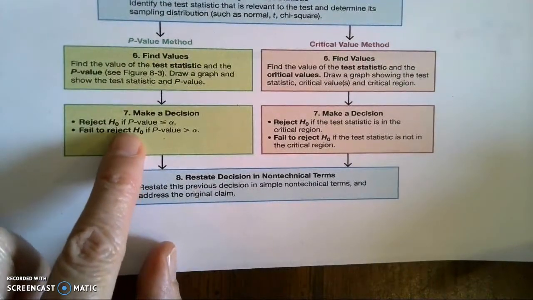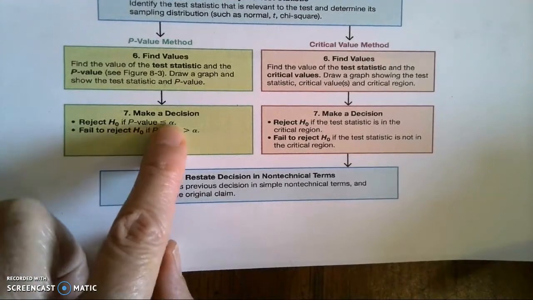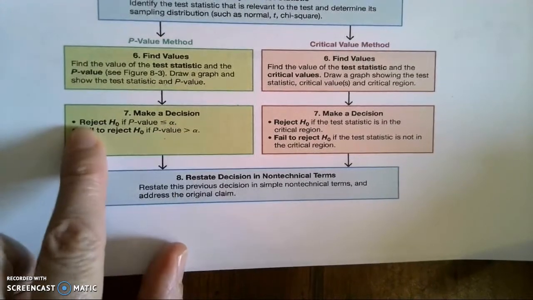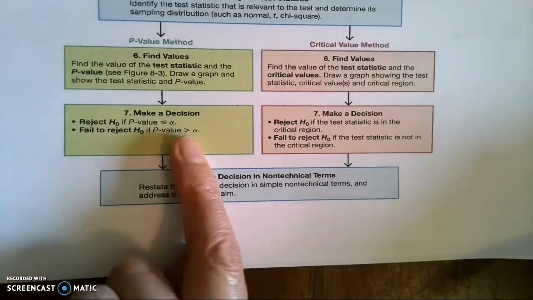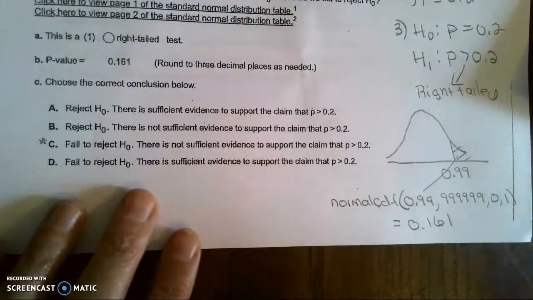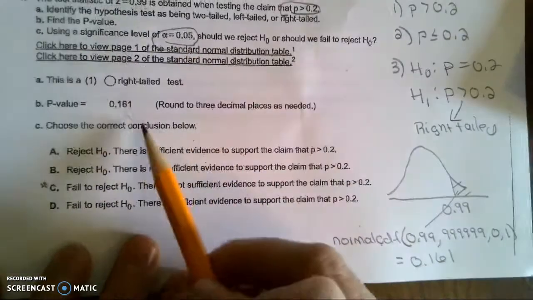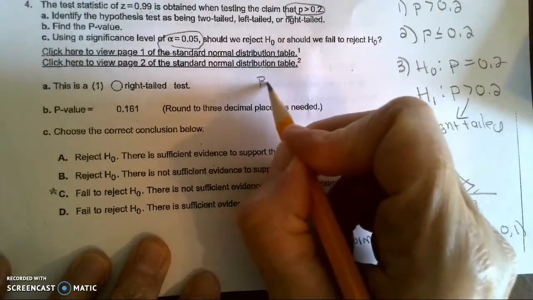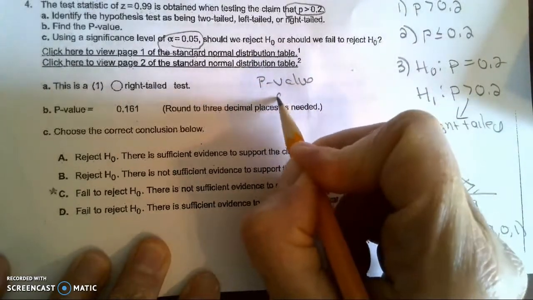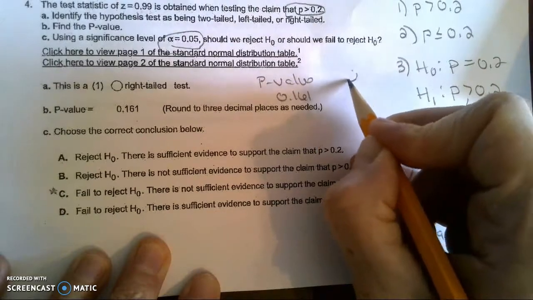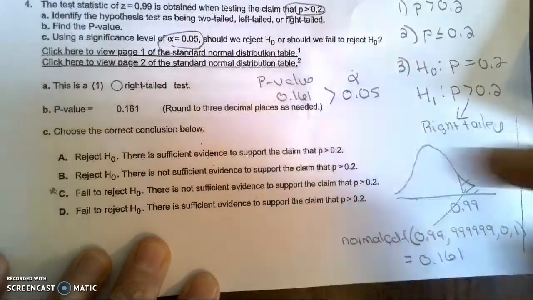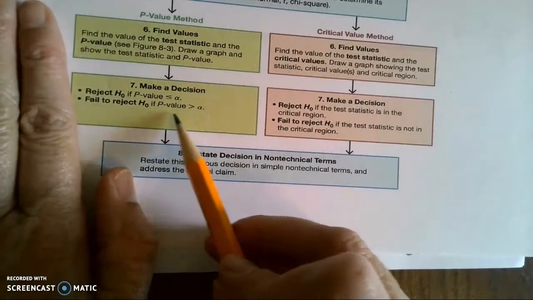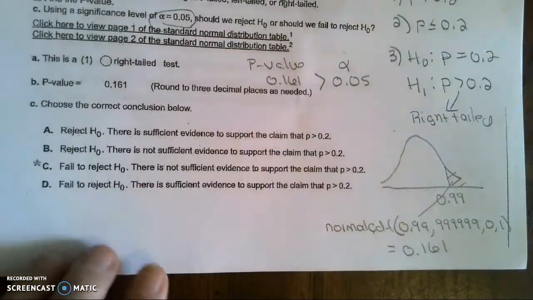Now we have to come up with a conclusion. The conclusion is always: if the p-value is smaller than alpha, which is the significance level, you're going to reject the null. You're going to fail to reject otherwise. So I want to see what alpha is. Alpha is 0.05. So I'll compare the p-value with my significance level, which is 0.05. In this case, it's greater than. So if it's greater than, you're going to fail to reject the null.